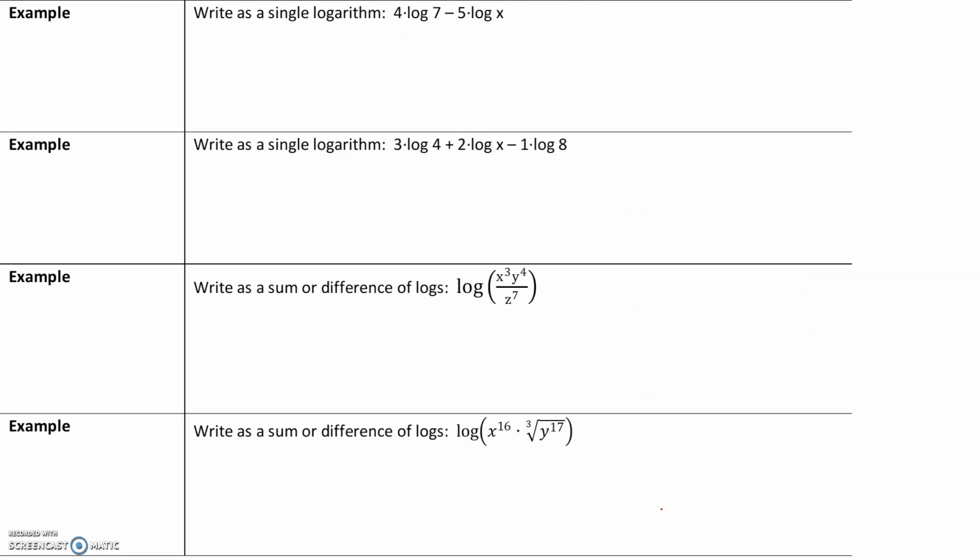Now we're going to go backwards and write this as a single logarithm. So when we go backwards, first off, the coefficients go back to where they came from, because remember, we're going backwards to a single logarithm. So this becomes log of 7 to the 4th minus log of x to the 5th. And our objective is to write this not as two separate logs, but combine them under one logarithm.